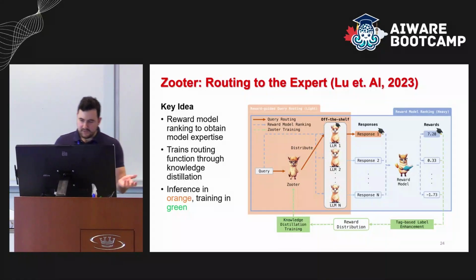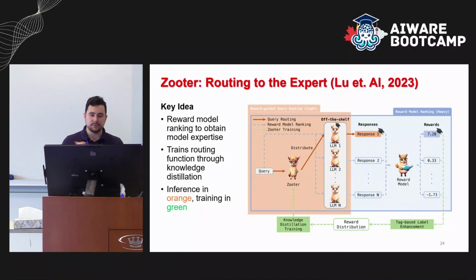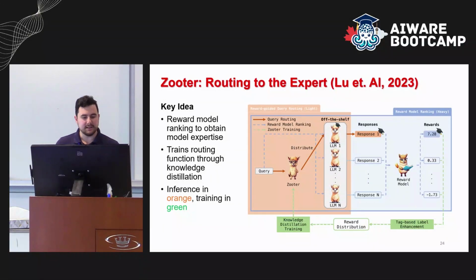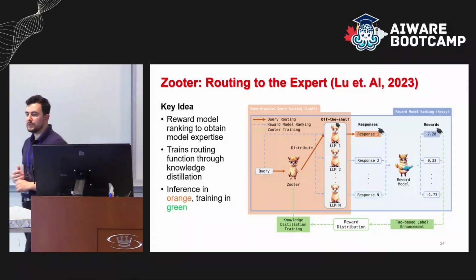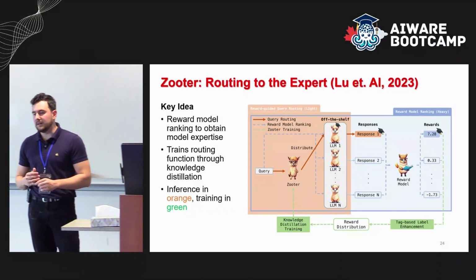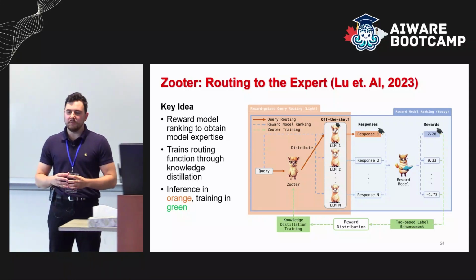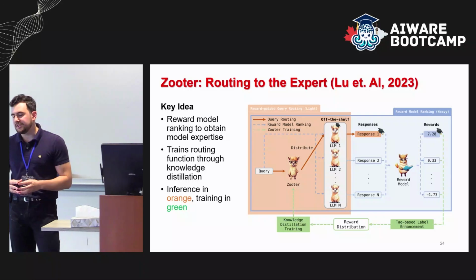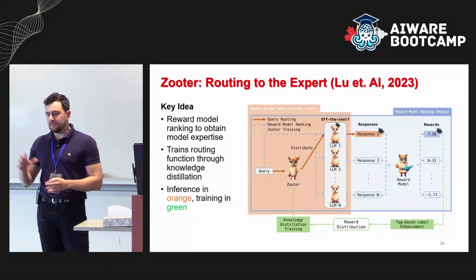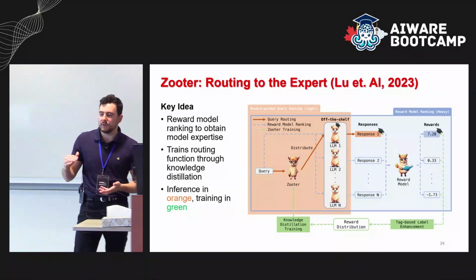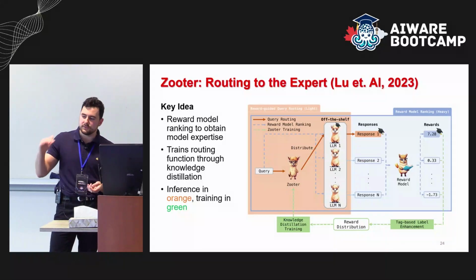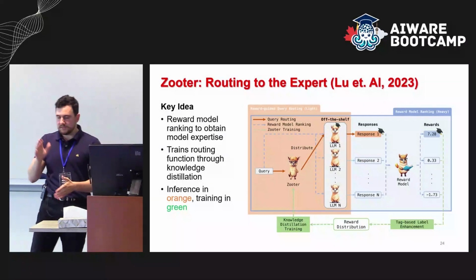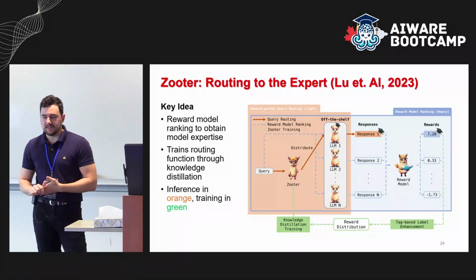So let's look at a couple of examples. One is called Zooter. You'll see a common theme around here: they train a reward model to rank different input queries. Then they train the reward model through knowledge distillation. And over here, you can see the heavy part is the reward model ranking, where they rank different responses depending on the model, assign a tag, and it's a whole life cycle.